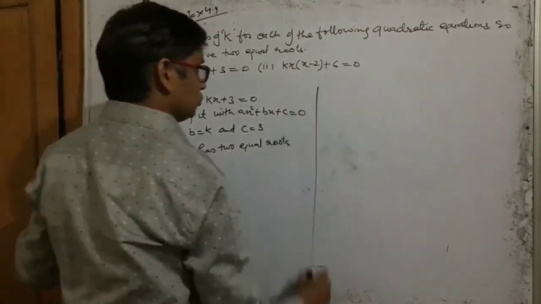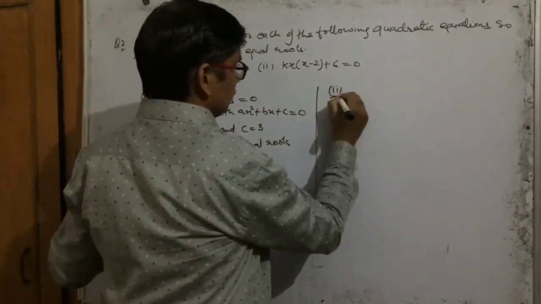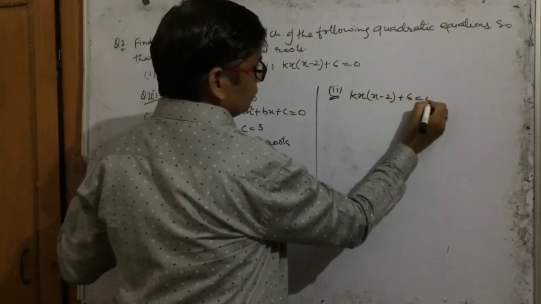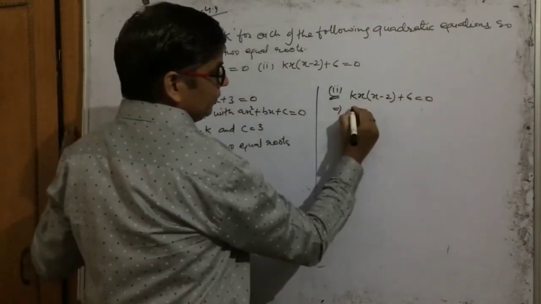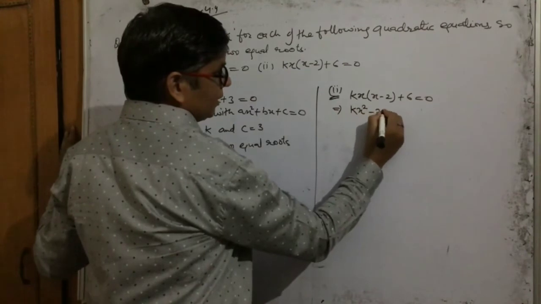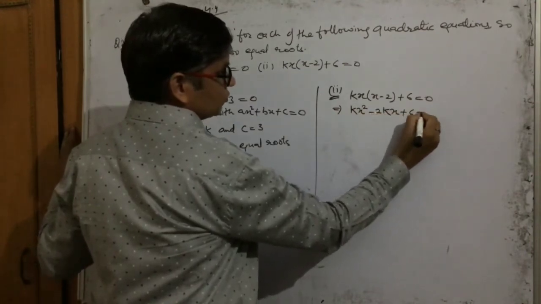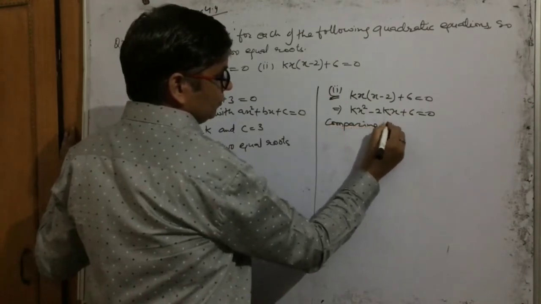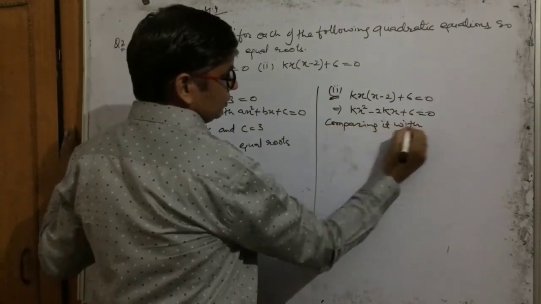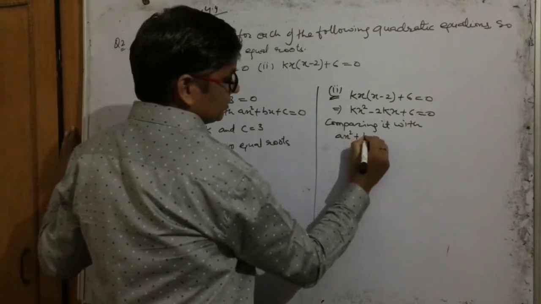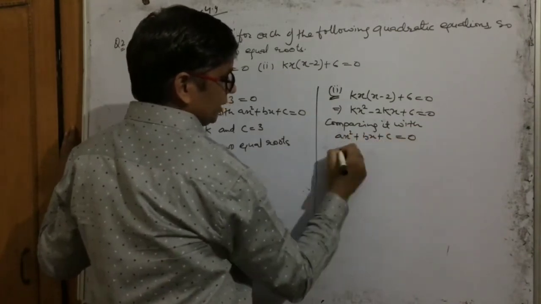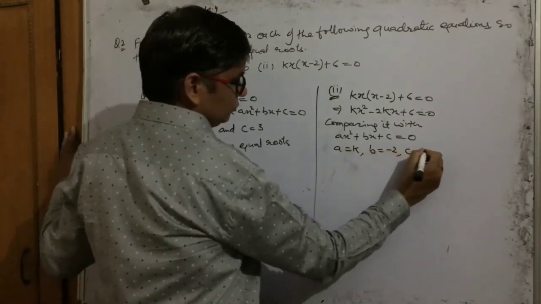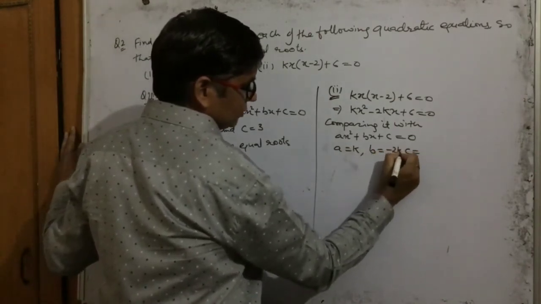Now part 2: kx into x minus 2 plus 6 equals 0. First of all, open the bracket: kx square minus 2kx plus 6 equals 0. Then compare it with ax square plus bx plus c equals 0. So a equals k, b equals minus 2k and c equals 6.